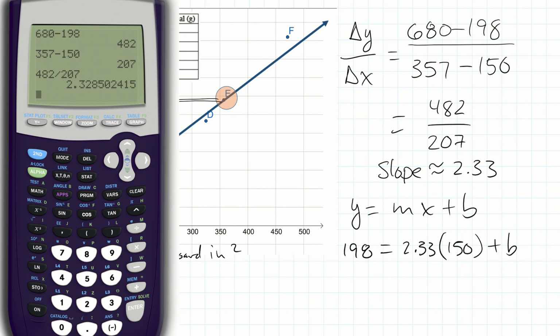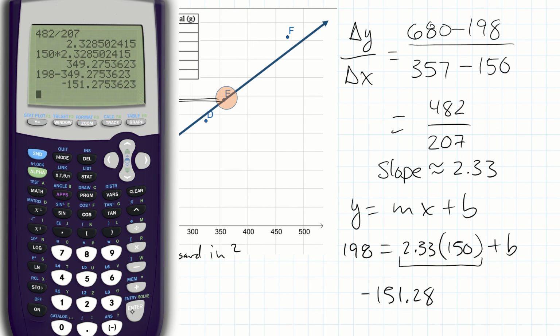A lot of times when I'm doing calculations like this, I have a more accurate version of the slope on my calculator screen, so I'll actually use that. In order to solve this, I'm going to multiply these two, and then subtract that from both sides. So I'm going to take 150, and multiply it by all those digits that I have stored up above. This is going to be a little bit different if you use 2.33, but I'm going to grab that. Okay, so that's what I get when I multiply those two. And now I need to subtract it from both sides. So I'm going to take 198, and subtract that number from it. And when I do that, I get that my y-intercept, yeah, that's pretty much what I thought, is about negative 151.28 if I'm rounding. That's what b is.